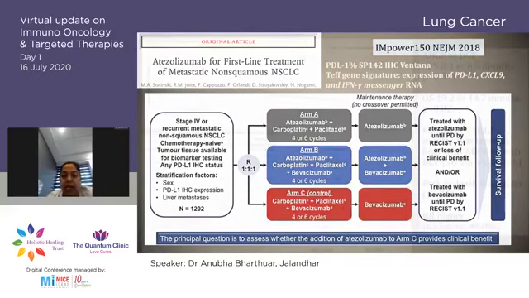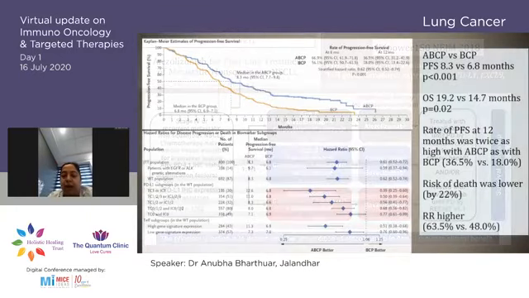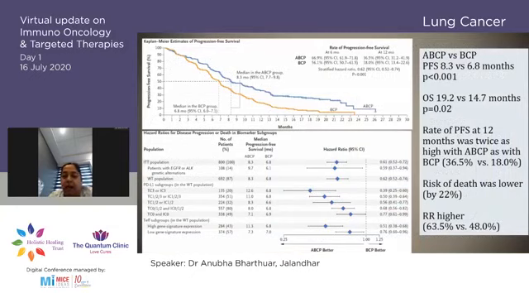In this trial, the addition of immunotherapy to the bev carbopaclitaxel versus bev carbopaclitaxel alone showed a significant improvement in progression-free survival and overall survival. The rate of patients who had progressed at 12 months was almost double. The number of patients who were alive at 12 months was almost doubled in the immuno bev carbopacli arm as compared to the bev carbopacli arm alone. And the risk of death was lower and the response rates were higher.